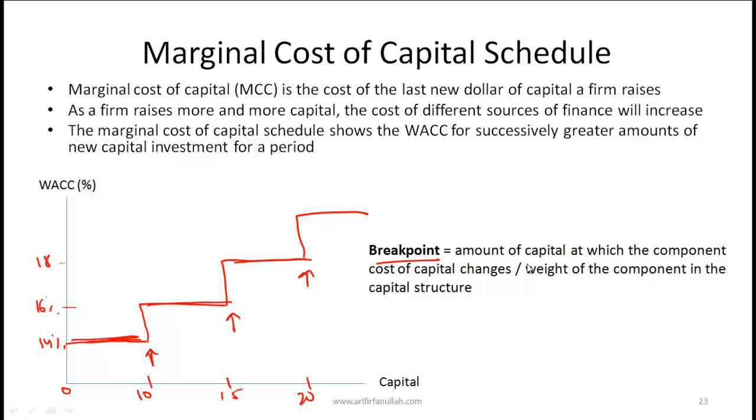So a breakpoint is equal to the amount of capital at which the component cost of capital changes divided by the weight of the component in the capital structure. The different components typically being debt and equity. On the next slide I'll show you how we use this.